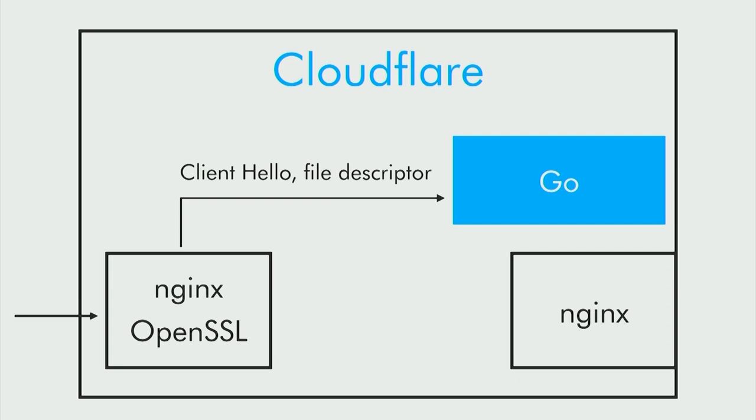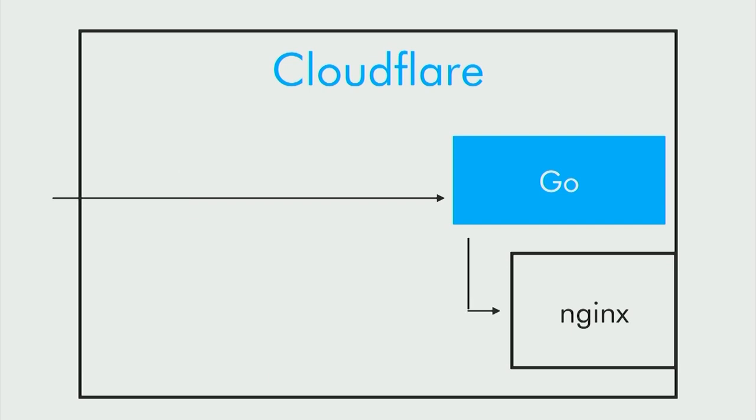What we did is a bit weird. We taught the OpenSSL library to recognize TLS 1.3 connections and to pass the file descriptor ownership to the Go program along with the client hello it just read. If the Go program accepts that file descriptor, it will then carry on serving that connection without any OpenSSL involvement at all, and any performance reduction from the context switch.